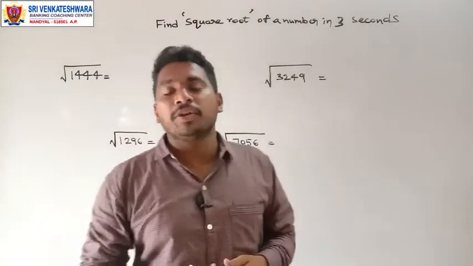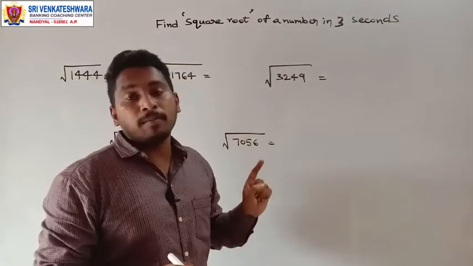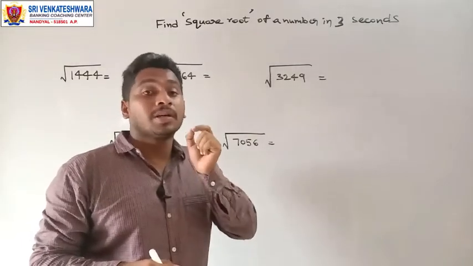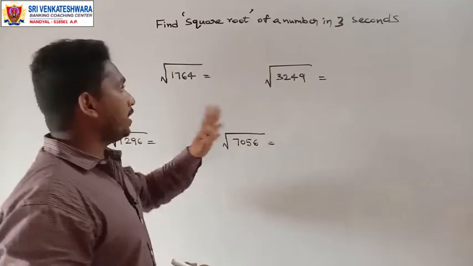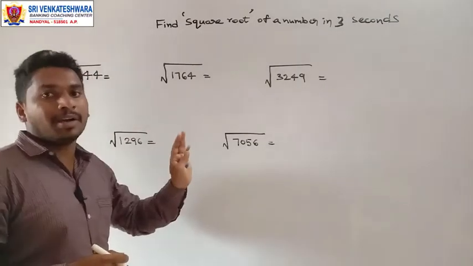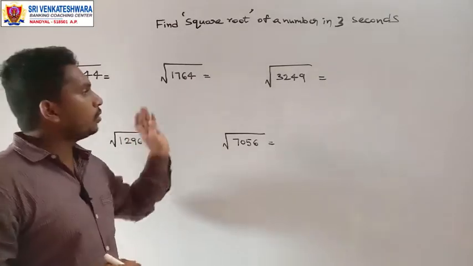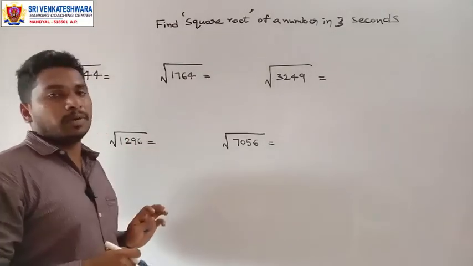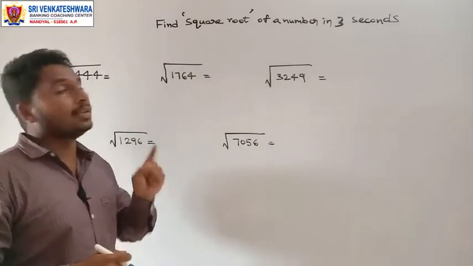Hello viewers, in this video we will see how to find the square root of a number in just 3 seconds. Really, in just 3 seconds. Let us have a look. I have already given a few examples, and we will see one by one how to apply the method and find the square root of each, using a simple approach with which you can find the square root in just 3 seconds.